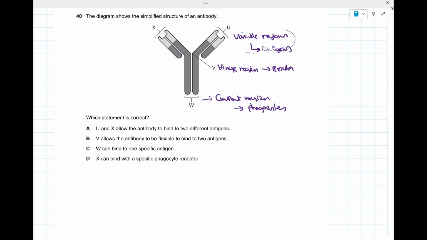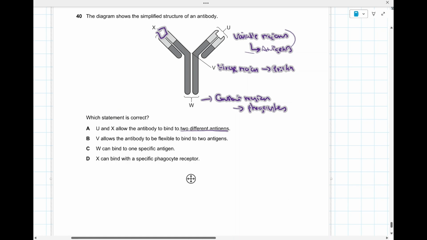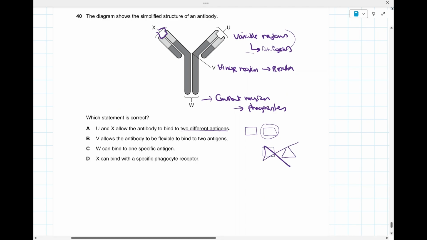Now, which statement is correct? A. U and X allow the antibody to bind to two different antigens. This is completely incorrect. Yes, X and U could bind to two separate antigens, however, they are two of the same antigen. What I mean is that they bind to the same shape of an antigen, for example, rectangle and rectangle, however, two of them. But here, it means it binds to two different antigens, for example, a square and a triangle. This is incorrect. As you can see here, they bind to the same shape of an antigen, but two of them. Therefore, this is incorrect. Really bad wording here.